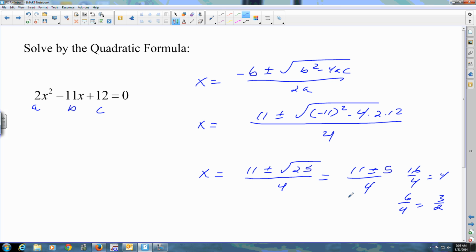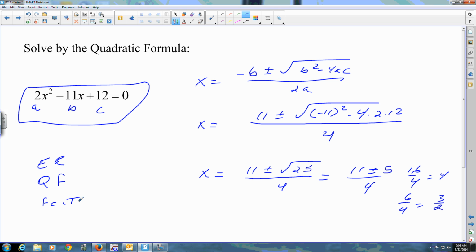So again, you got the same set of answers because it was the same question, just using it to remind you guys how to do the different processes. So what you guys did is you extracted the root, you used the quadratic formula, you factored, all to find zeros.